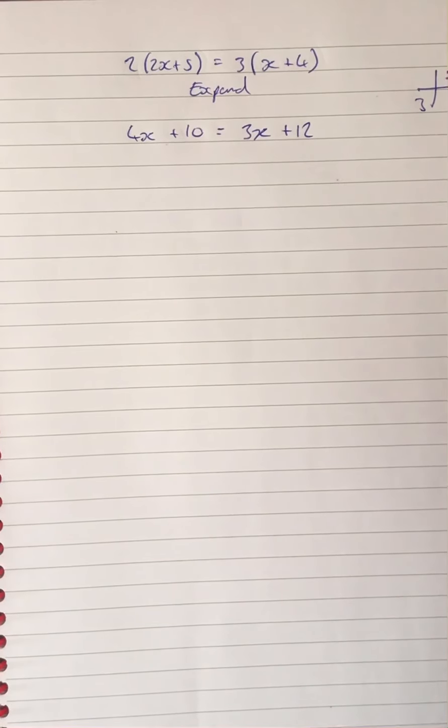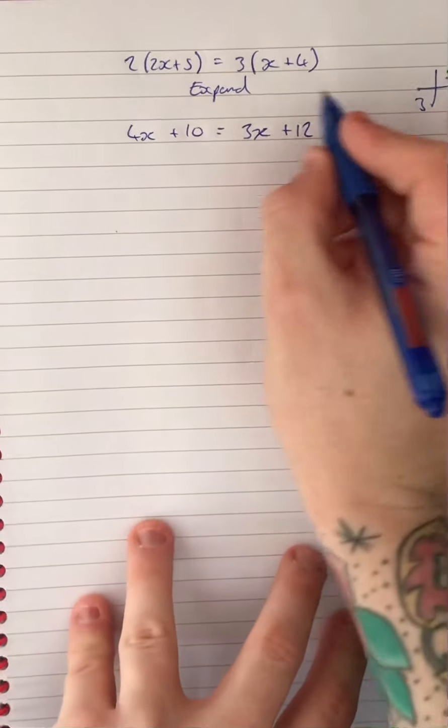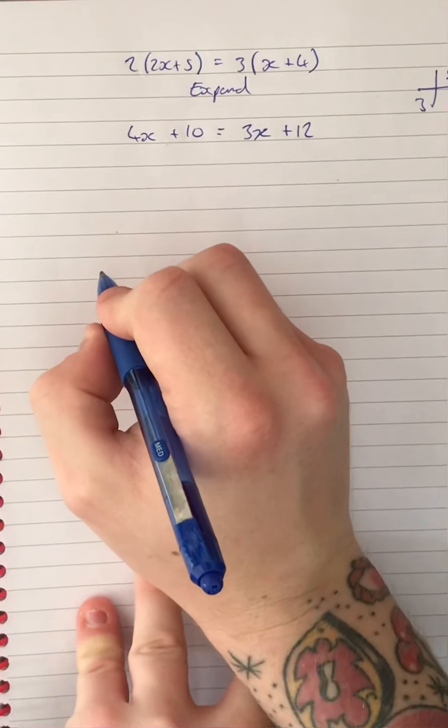So remember, we've not actually done anything to either side of the equation. We've not changed anything to either side of the equation when we expand a bracket, okay? It's purely superficial what we've done to it. So now we've got an equation with unknowns on both sides.